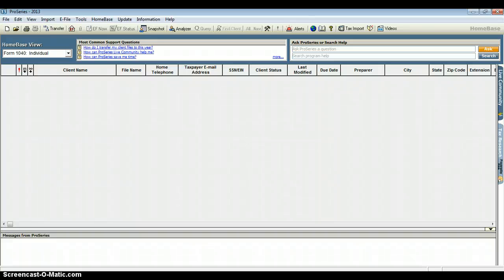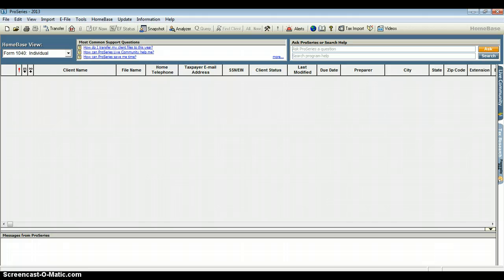When setting up a new client, make sure that you have a complete client profile sheet made out, a photocopy of their driver's license and their social security card so that we can make sure that we have the correct spelling of their name and that it matches what the social security office has.